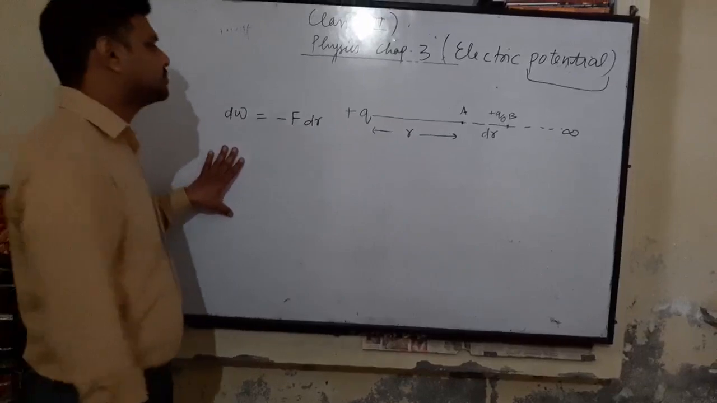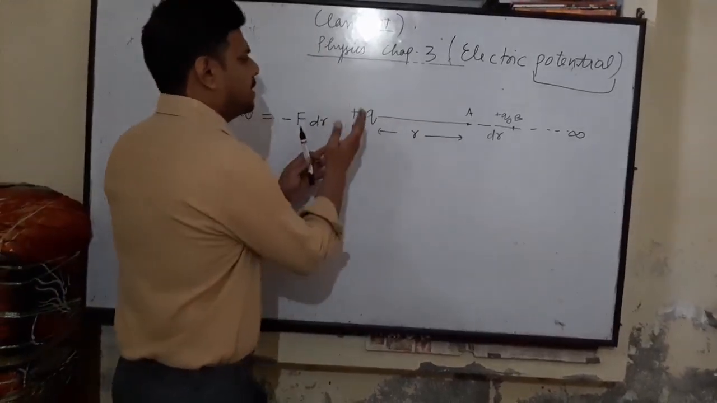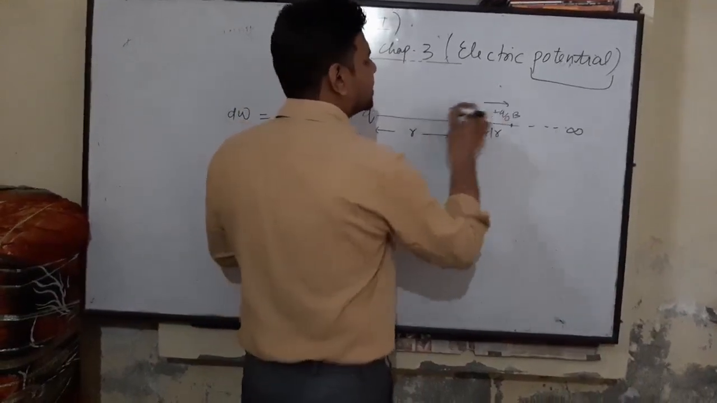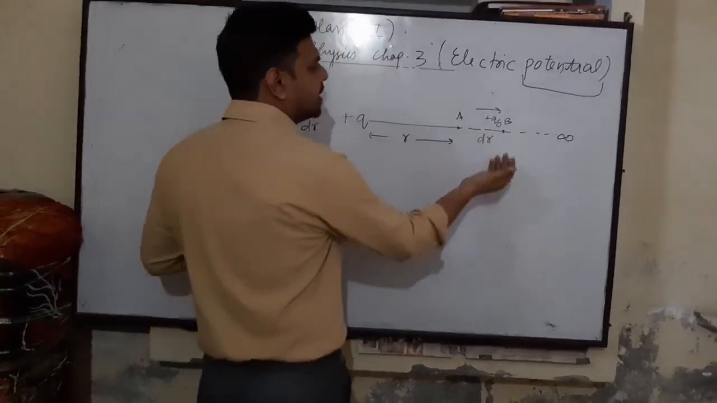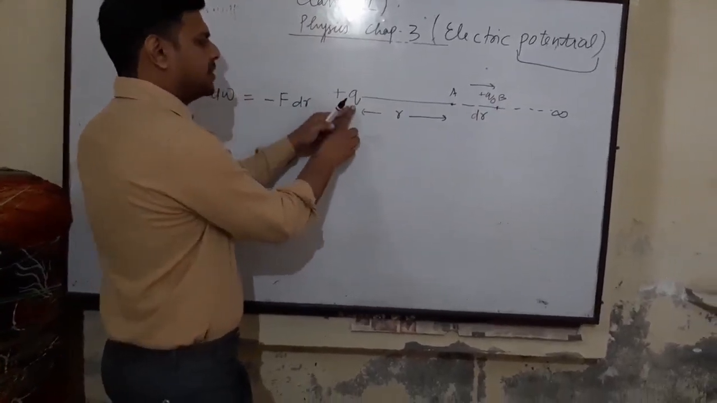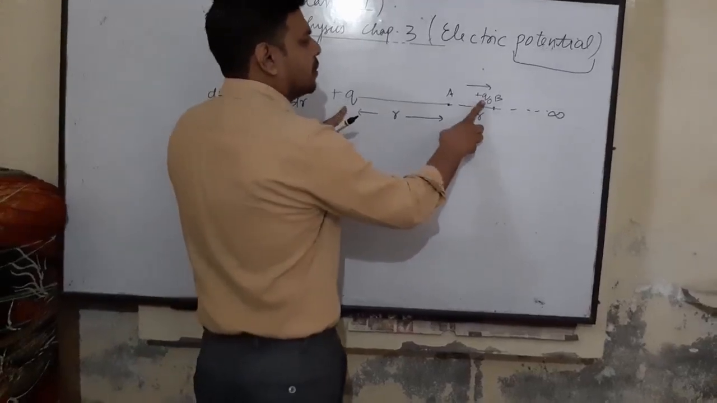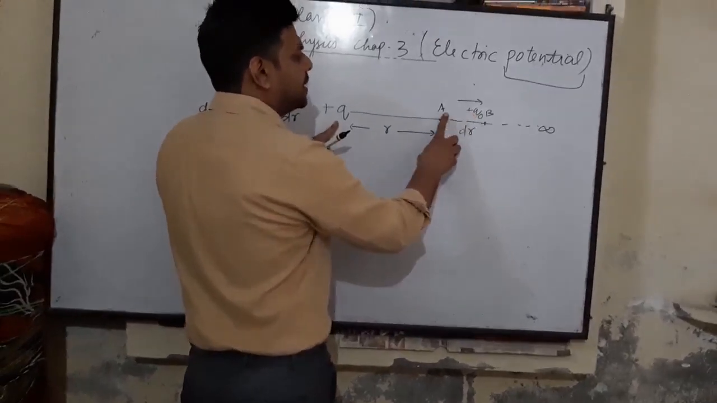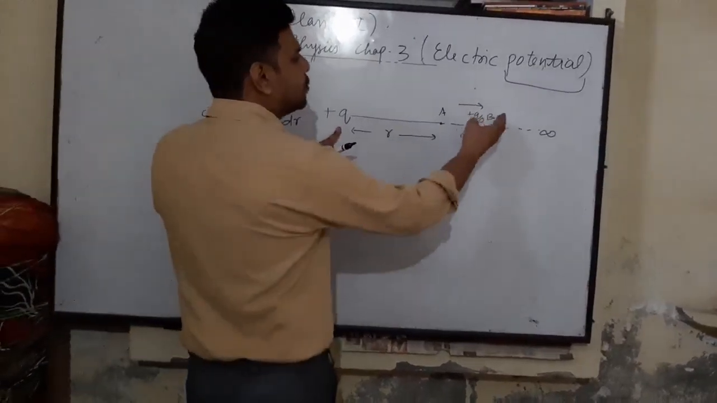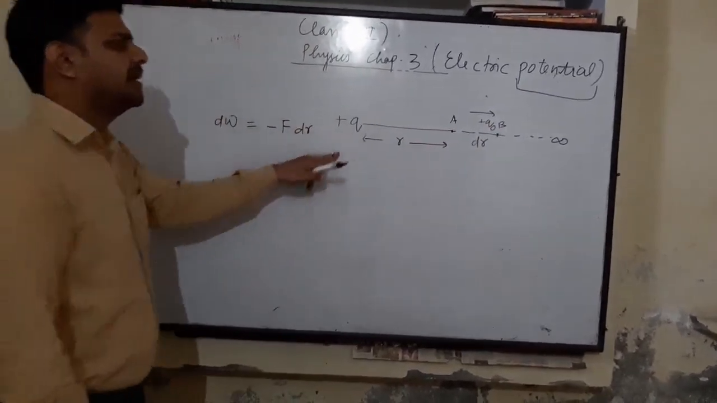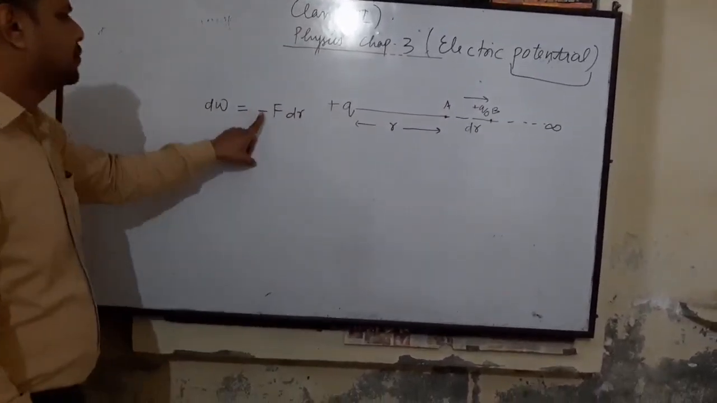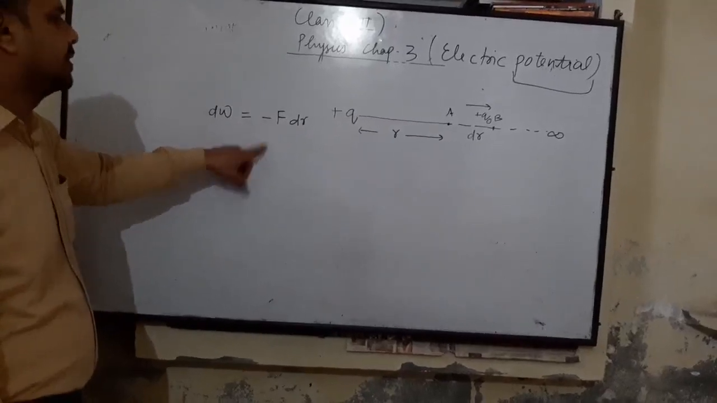Okay, we have to apply actually this charge. Due to this source charge, the force experienced by the test charge Q naught will be in the direction A to B, but we want to bring this test charge from B to A. That's why we apply force in the opposite direction. So here the negative sign comes.